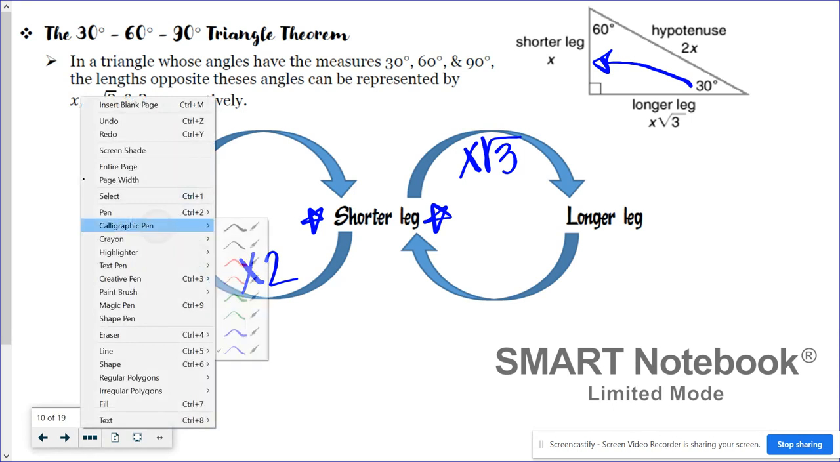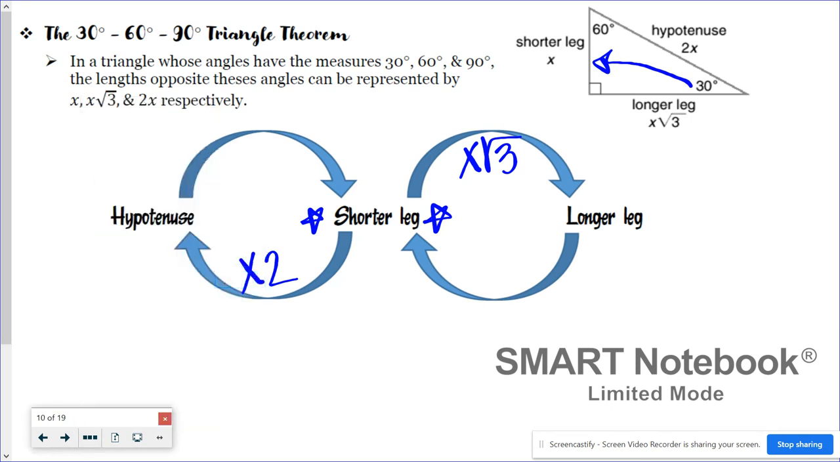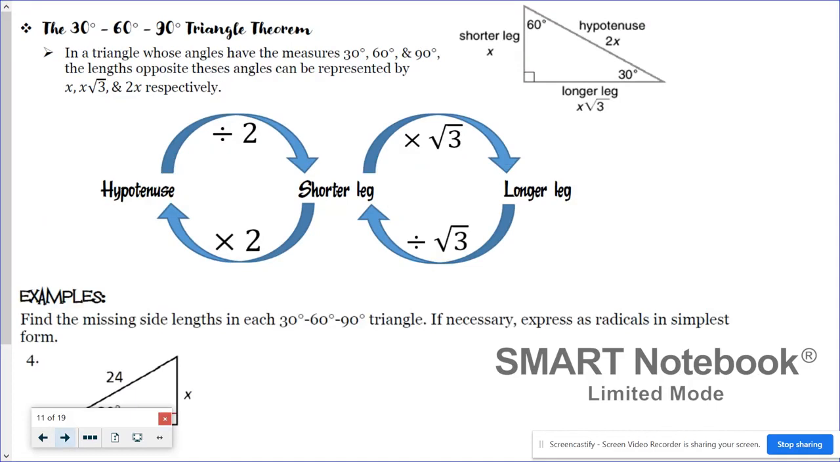If I don't know the short leg, I should really try and find it first. So if I know the hypotenuse, I can simply divide by 2 to get the shorter leg. If I know the longer leg, I can divide by the square root of 3 to get the shorter leg. So let's actually apply this theorem in a few examples.